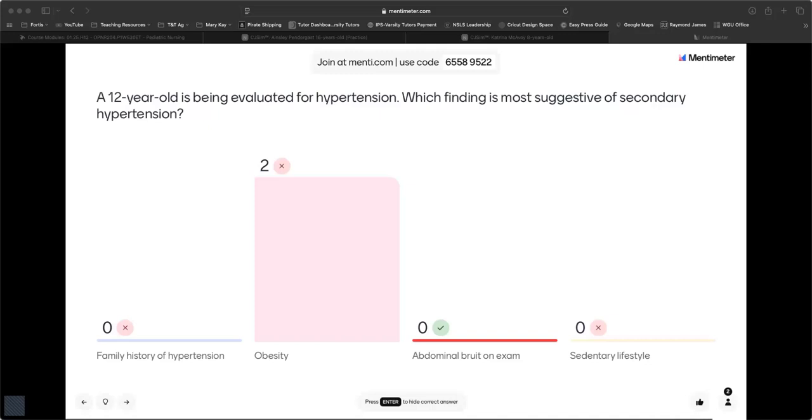For secondary hypertension, because we've got either an underlying medical condition or it's caused by a medication, we're looking at things like kidney disease, endocrine disorders like Cushing's syndrome or hyperthyroidism. We might have a cardiac defect like a coarctation, sleep apnea, and medications like contraceptives, NSAIDs, and corticosteroids can all cause hypertension. Those are all examples of secondary hypertension.